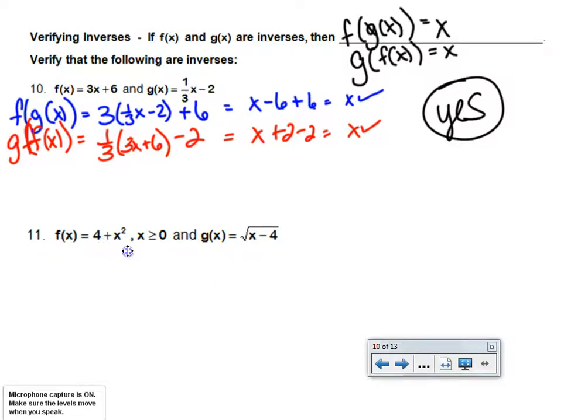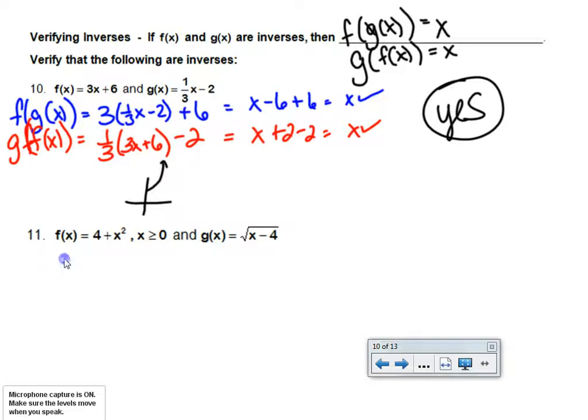So for number 11, they give you the function 4 plus x squared, where x is greater than or equal to 0. Now since they gave me the restriction, the function would only look like this. It'd be half the parabola, the positive part of the parabola. Now it would pass both the vertical and horizontal line tests since they restricted it. So it is able to have an inverse.